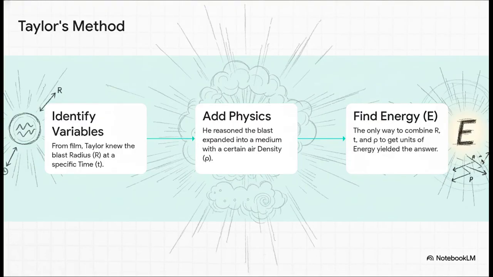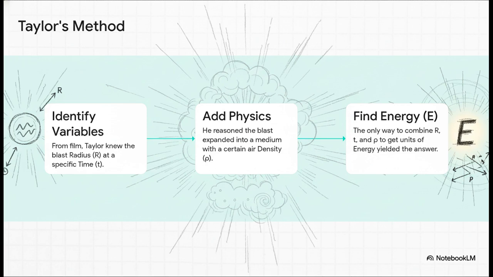He reasoned that the energy of the bomb, let's call it E, had to be related to the size of that fireball, its radius, r, at a certain time, t, after it went off. The only other major factor was the stuff it was expanding into, the air, which has a certain density, rho. He then just looked at the fundamental dimensions of these things: energy, radius, time, and density.